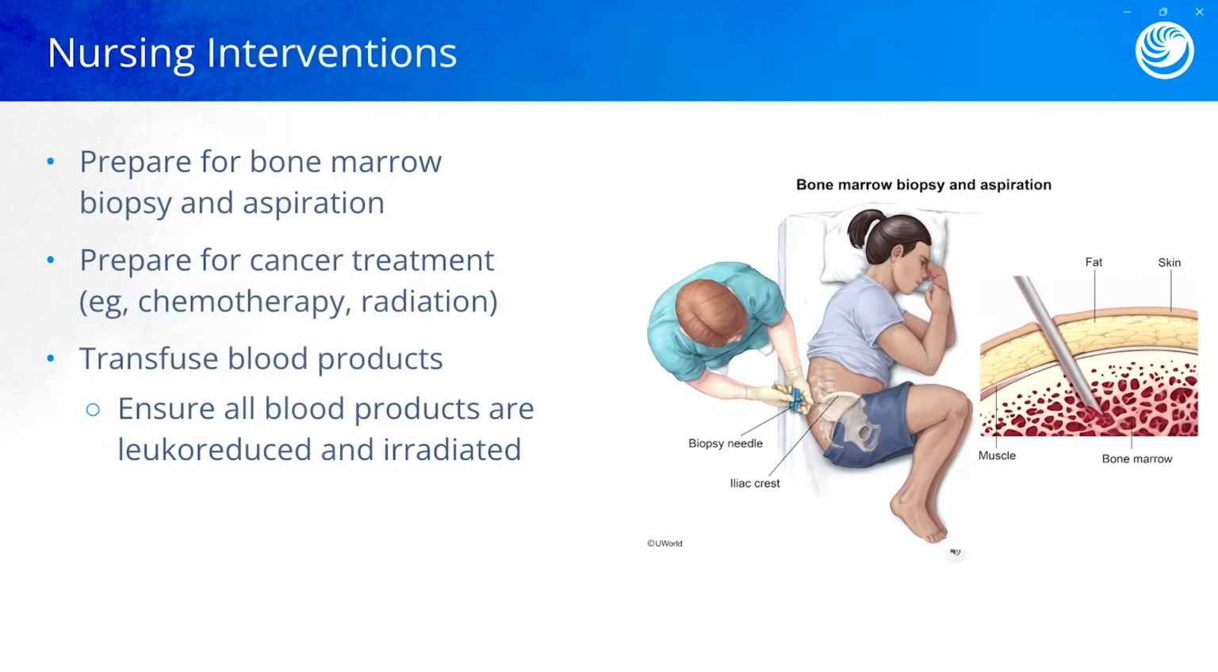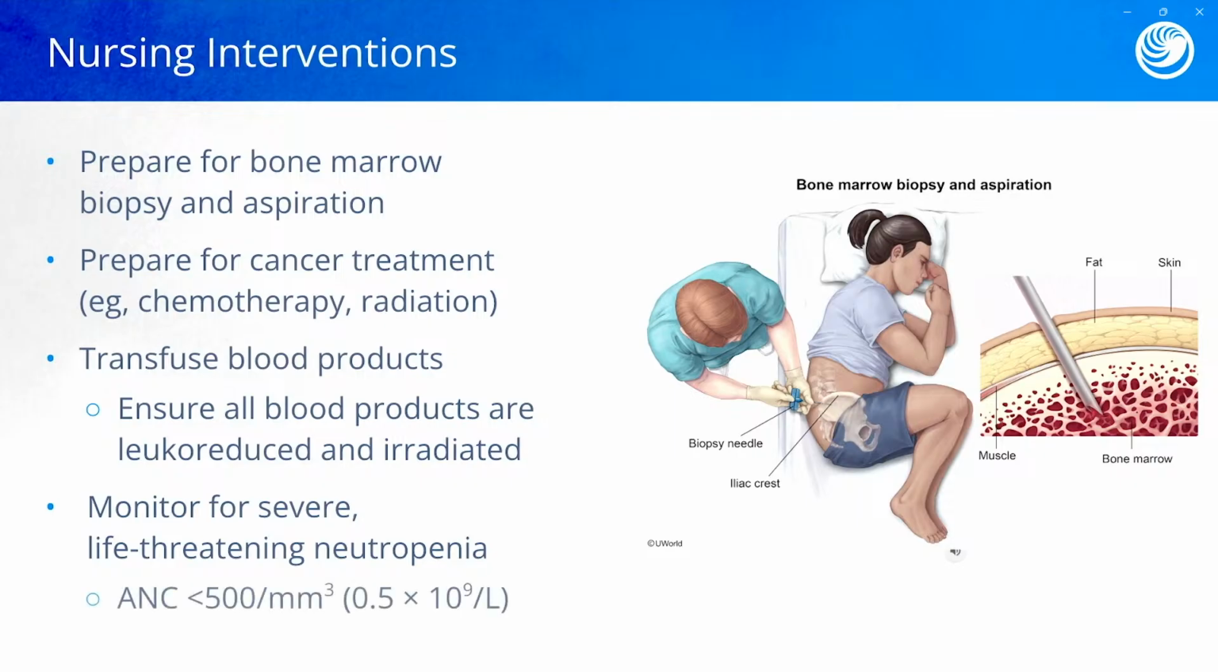What that means is we want to decrease the chance of a reaction, kind of like a graft versus host reaction. So when we leukoreduce them and irradiate them, that decreases that risk of that reaction. Now, there is a life-threatening issue that can occur from AML called neutropenia. This is a severe decrease in those healthy white blood cells. We determine this level by an absolute neutrophil count. So this is going to tell us exactly the amount of healthy white blood cells we have. When this level is below 500, that's life-threatening and we need to address it immediately.